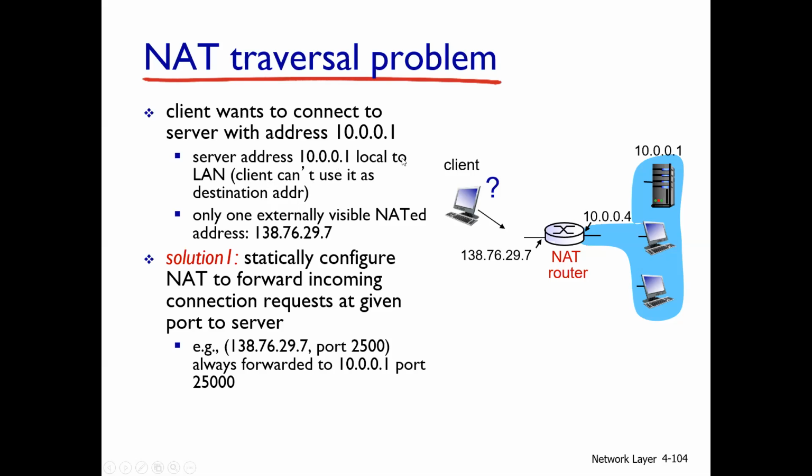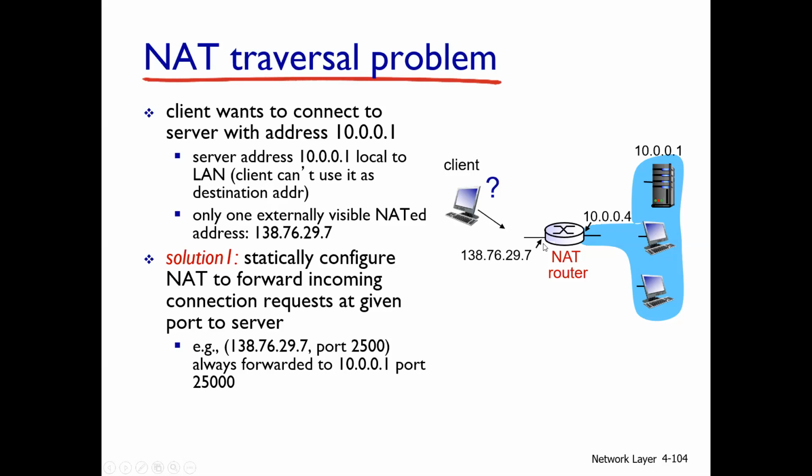So this server address is local to the LAN. It can't be used as a destination address, and the only externally visible NATed address is this here. So एक solution ये है that you statically configure the NAT to forward incoming connection requests at a port to the server, at a given port to the server. So for example, if anything coming at this address on port 2500, that is always forwarded, for example, to 10.0.1 at port 25,000. So पहले से what you've predefined is you have a table entry over here that whenever you have something coming for this port externally, it's always forwarded to this port internally.